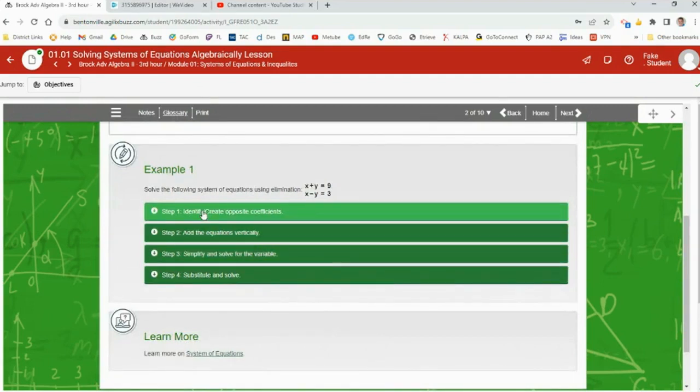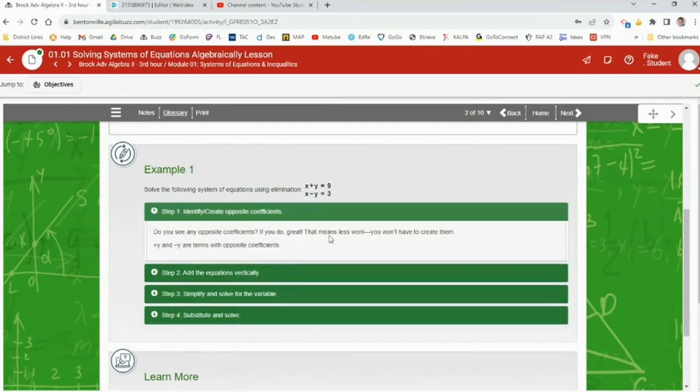So here's the first example, solving a system of equations using elimination. And we're going to use as an example, x plus y equals 9 and x minus y equals 3. And there should be 1 value for x and 1 value for y that would make both of these equations true. So first, you want to identify, let's use elimination. Do you see any opposite coefficients? In other words, is 1 positive and is 1 negative? That would mean opposite coefficients. And in this case, we have that with y. We have a plus y and a minus y.